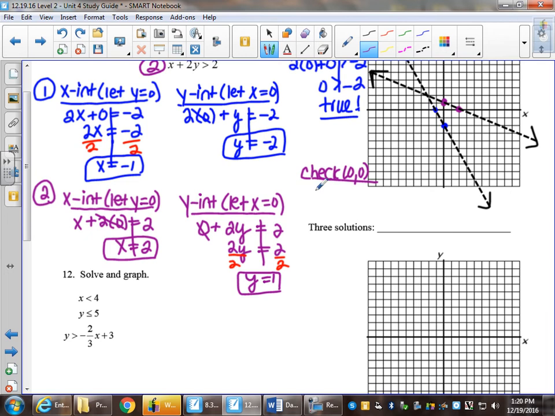Check 0, 0. So that'll be 0 plus 2 times 0 greater than 2. Ask yourself, 0, this whole left side becomes 0. Is 0 greater than 2? False.